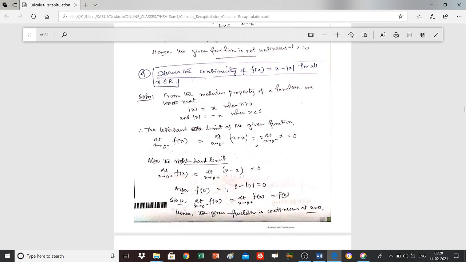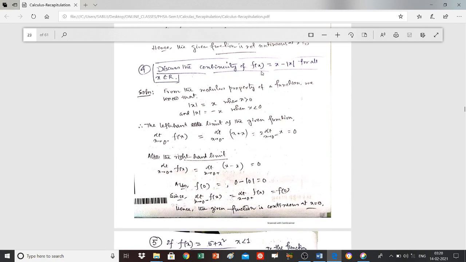Now come to another one. Discuss the continuity of f(x) is equal to x minus mod x for all x belonging to R, all values of x. So here the given function is f(x) is equal to x minus mod x, and you know from the property of modulus that mod x would be plus x when x is greater than 0, and mod x will be minus x when x is less than 0. This is written here.